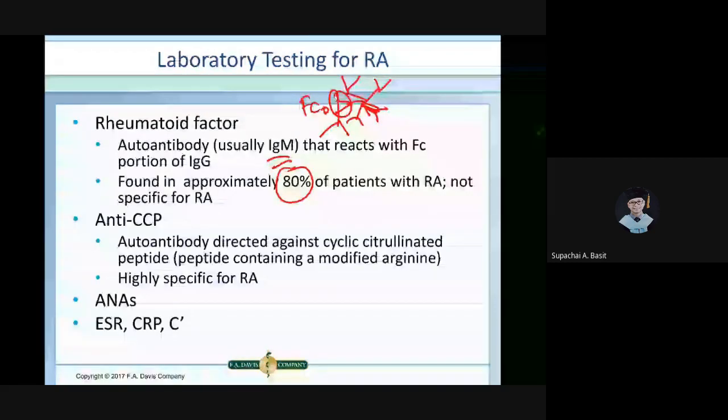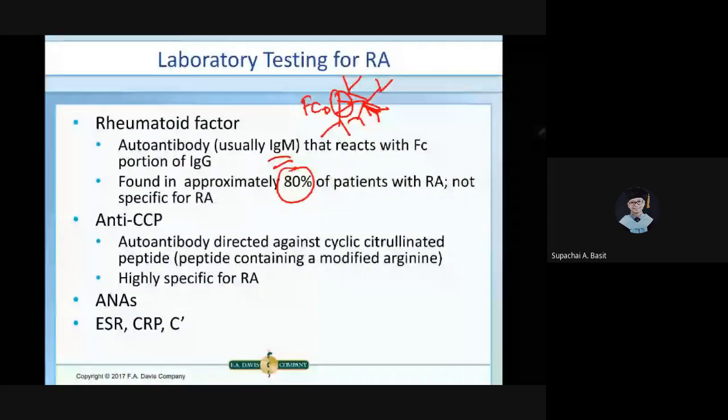Okay, now there is one particular antibody that is also highly specific for rheumatoid arthritis. We call it the anti-CCP. CCP stands for antibodies against cyclic citrullinated peptide. So the peptide here contains a modified arginine. Anti-CCP assays are performed mainly by ELISA.